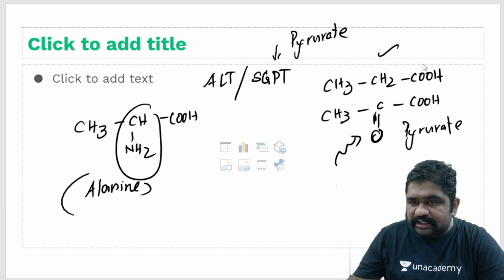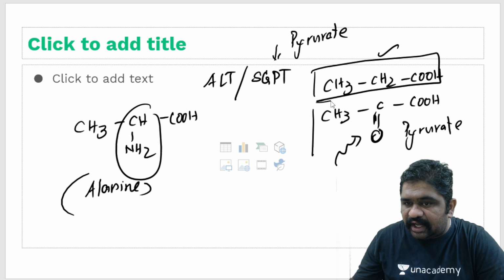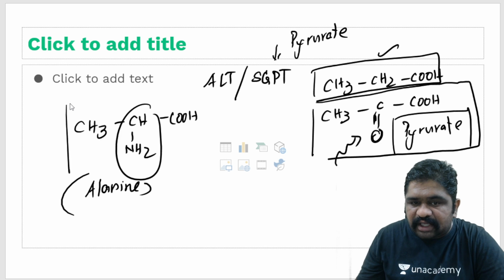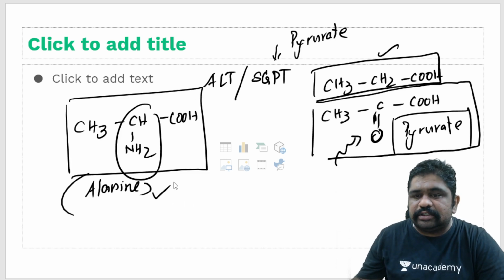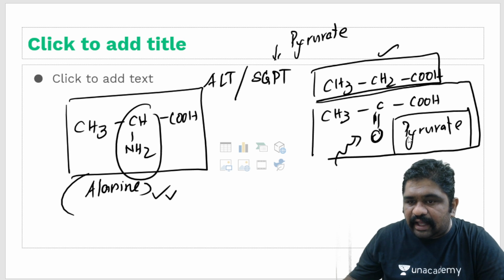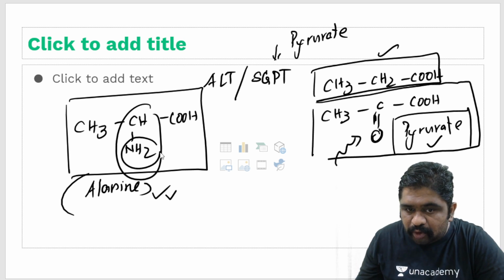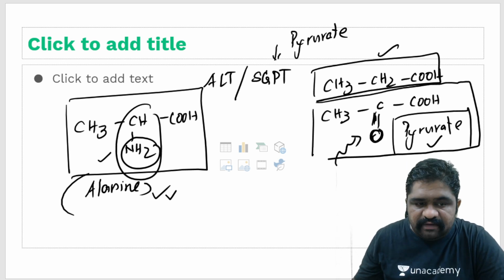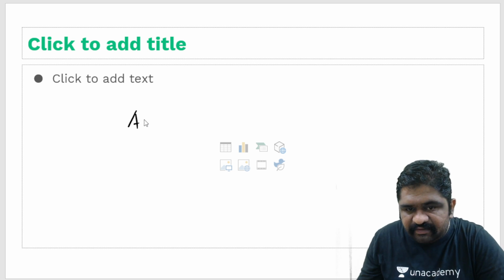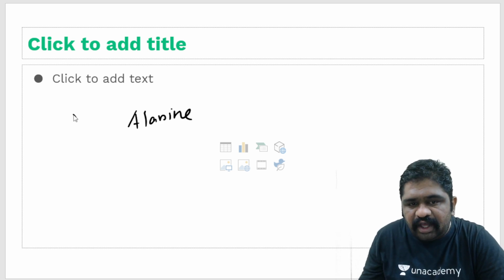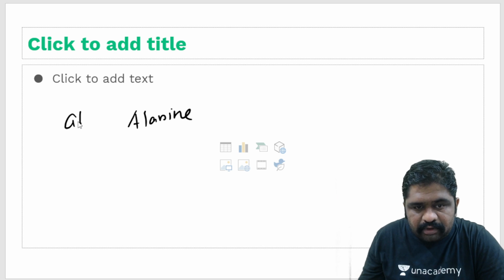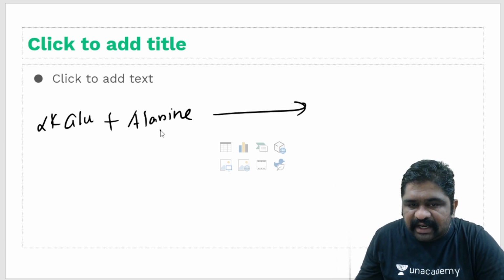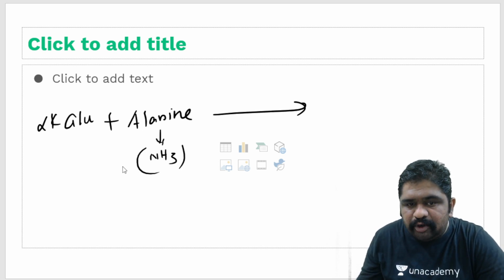So this one is propionic acid. This one is alpha ketopropionic acid having a special name, pyruvic acid or pyruvate. This one is alpha aminopropionic acid called alanine. So you realize that the difference between alanine and pyruvate is the presence of an amino group in the alpha position, and here the presence of a keto group in the alpha position. So if we rewrite the whole area here, we have alanine, we have alpha keto glutarate.